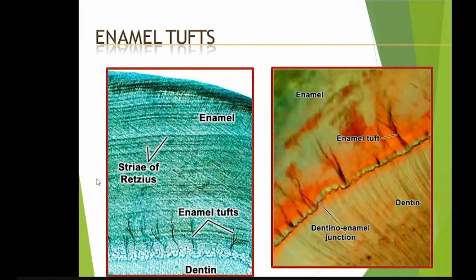Okay? Here in this special stain, observe striae of Retzius, enamel tuft. هذه striae of Retzius هذه الخطوط. These lines are the incremental lines of enamel. We call them striae of Retzius. And this also in special stain on your right slide, enamel tuft. This is the dentino-enamel junction that separates dentin from the enamel. يفصل لنا الدنتين عن الانامل.